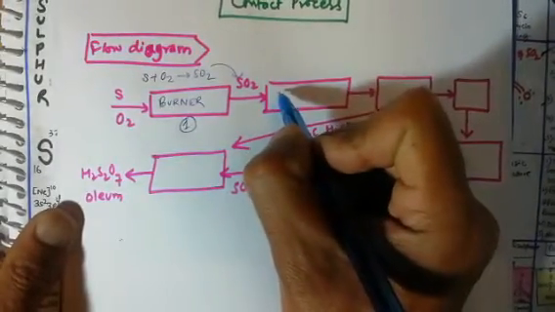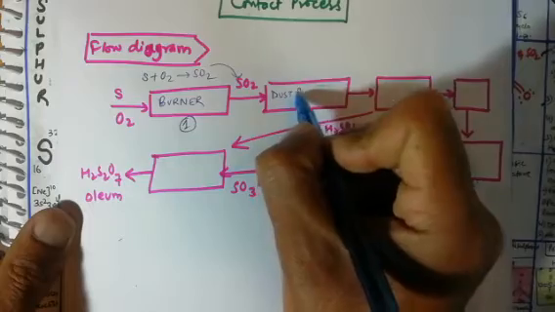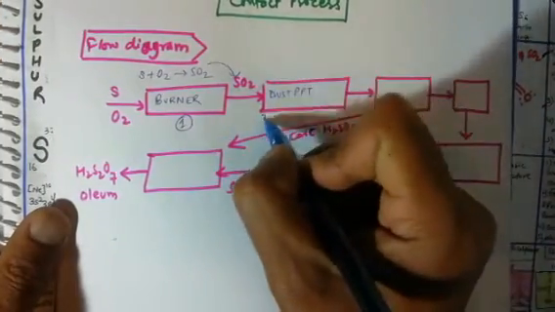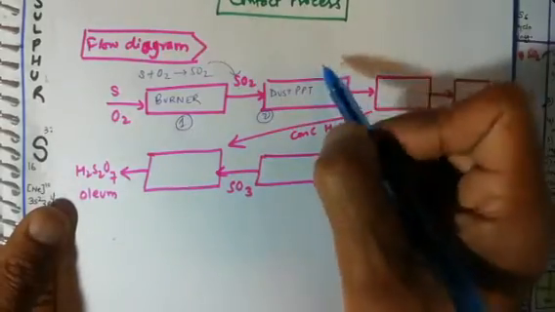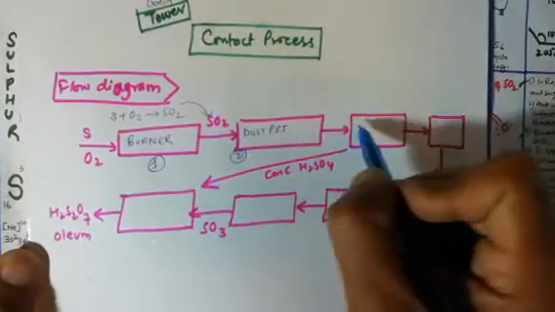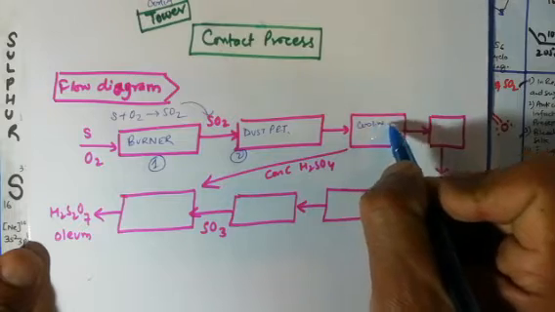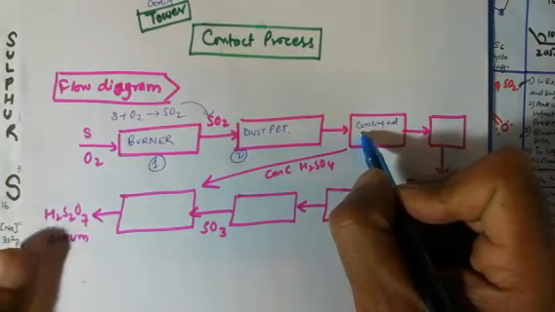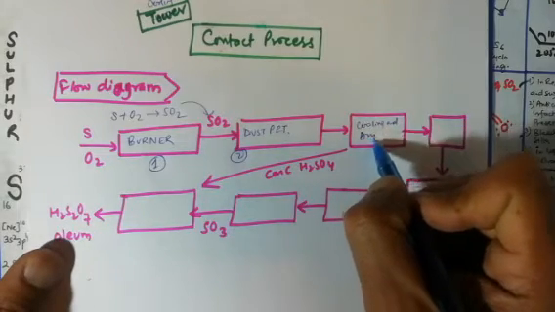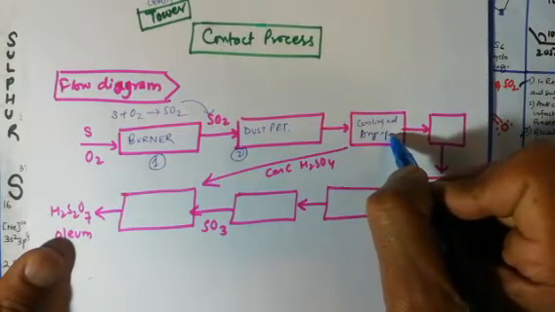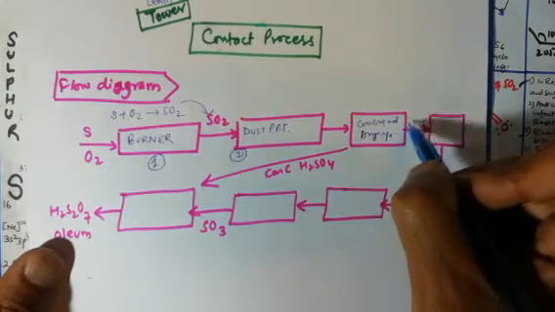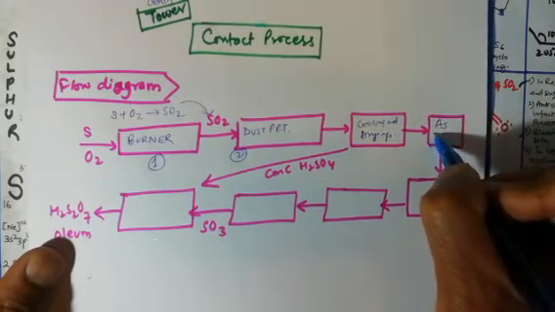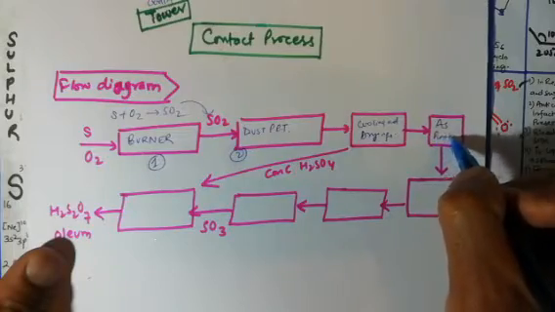Second, then the dust precipitator. The dust precipitator will precipitate the impurities from the SO2. This is the second chamber. From the dust precipitator, the gas will cool down in the cooling and drying chamber. From the cooling and drying chamber, it will pass into the arsenic purifier.